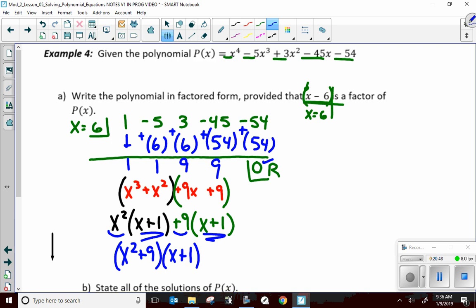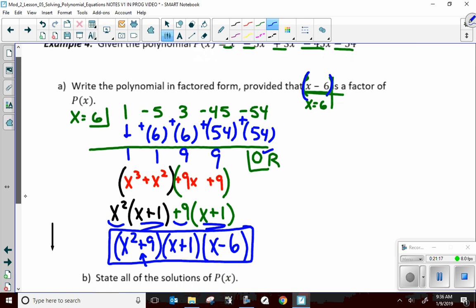That is factored completely. X squared plus 9 does not factor. If this was x squared minus 9, I could say x plus 3, x minus 3. But it is not minus 9, that is plus 9, that is unfactorable. And let's not forget, this is also a factor, x minus 6. This right here is factored completely, because x squared plus 9 does not factor.